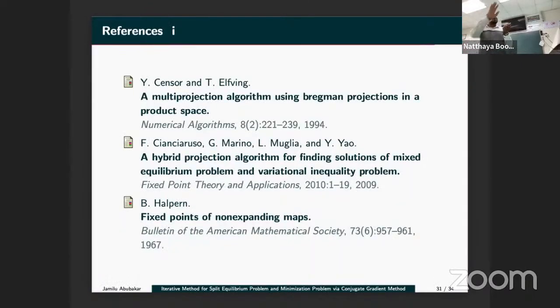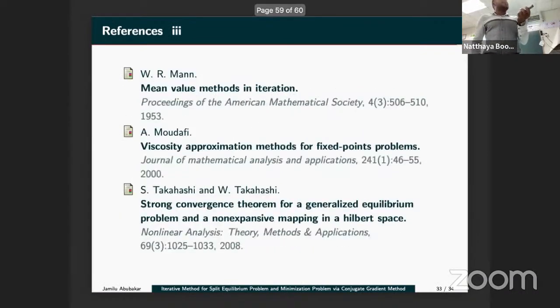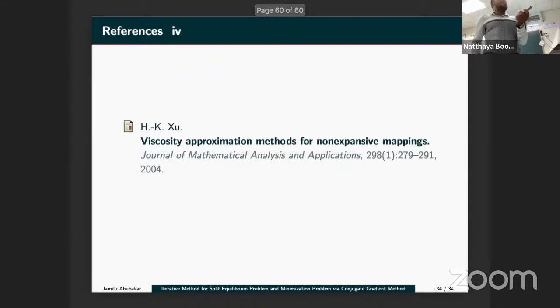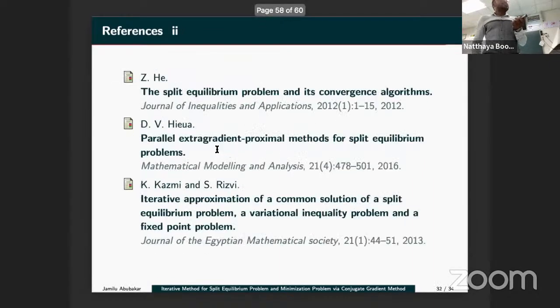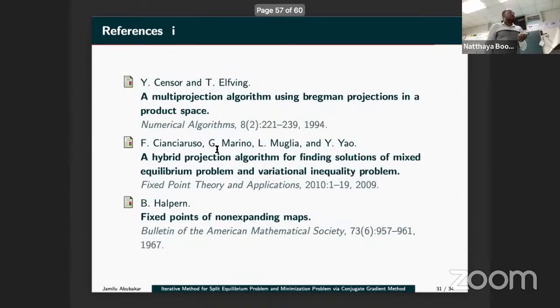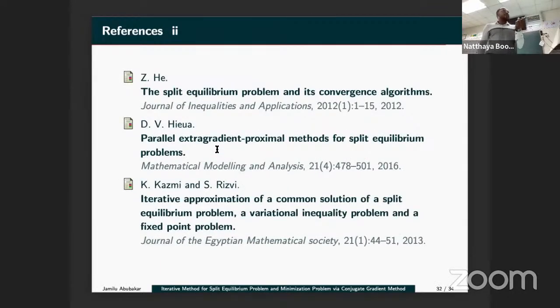And these are some of the references here that you can see, like the algorithm that we compare with. It's in this paper, the one we compare with, because this is for solving common solution of variational inequality and fixed point. So by the time you take the operator involved here to be the gradient of some function, then you are good.